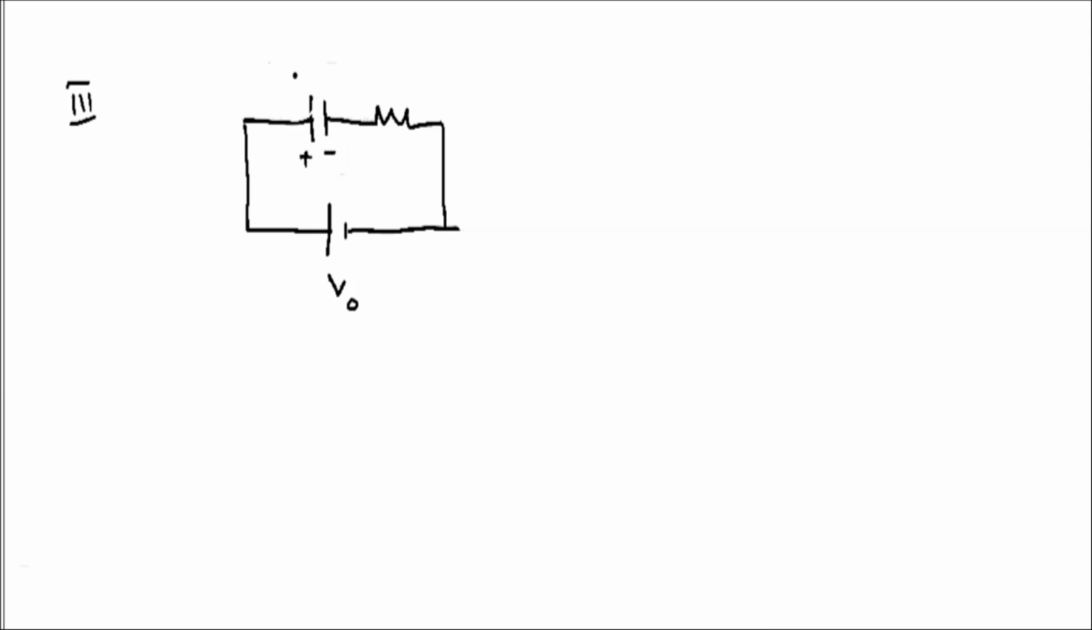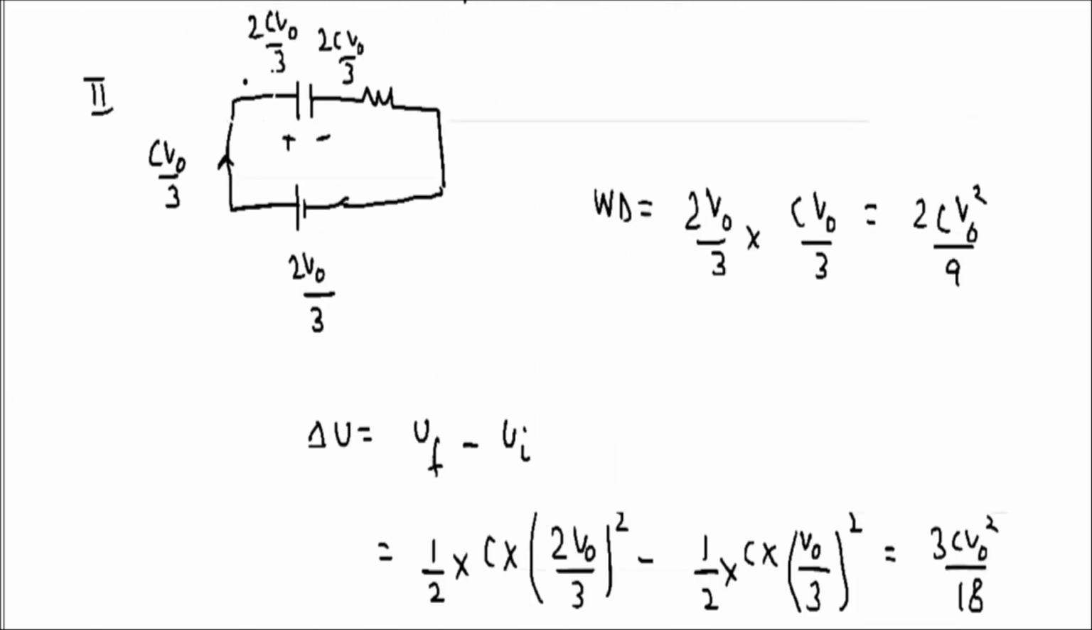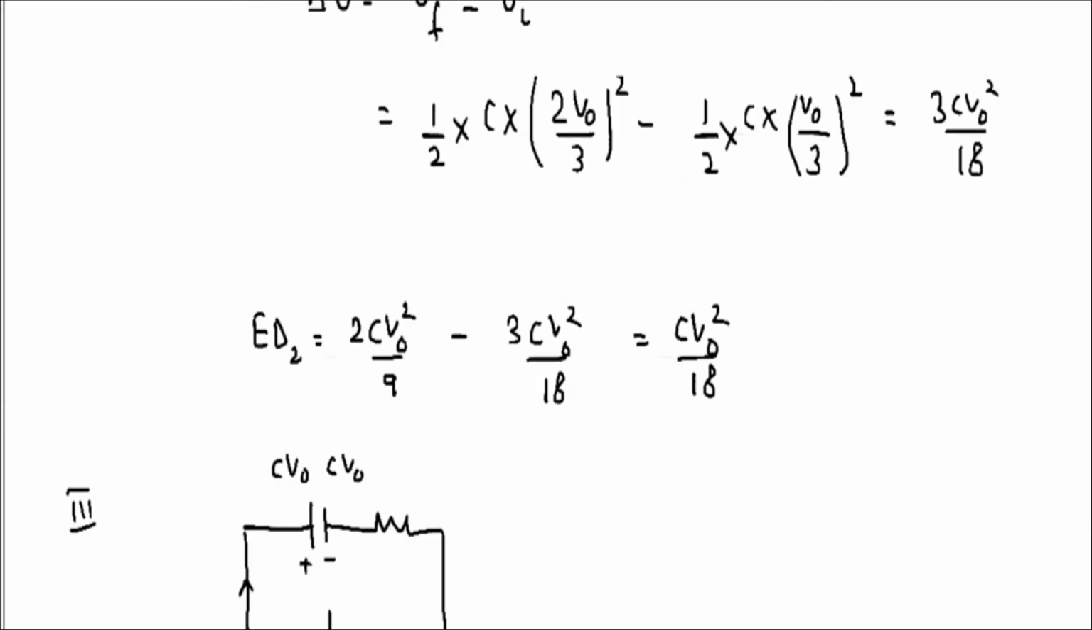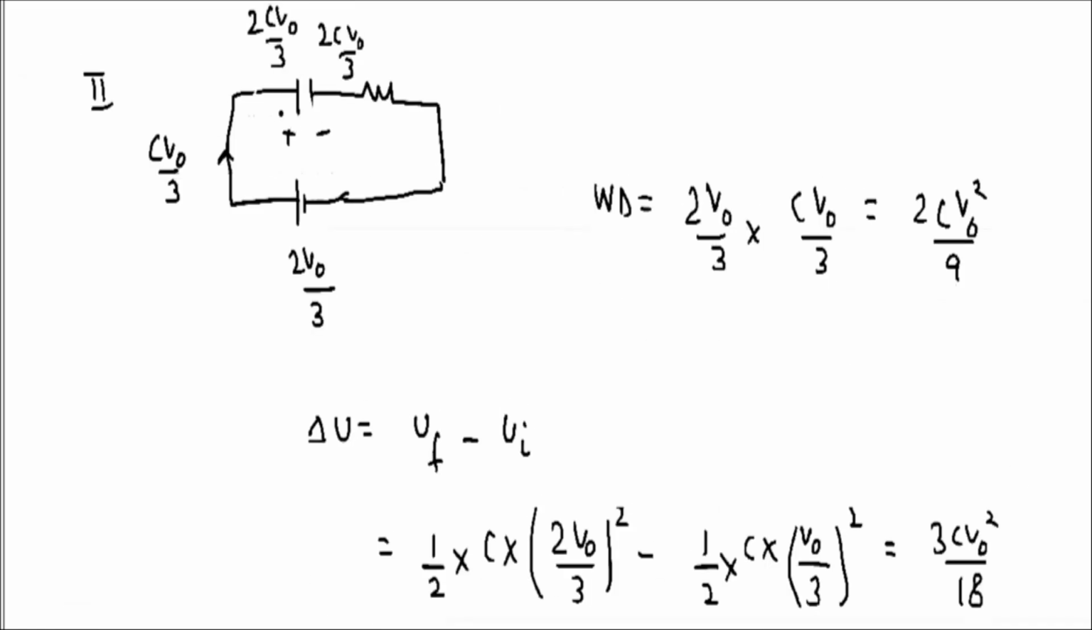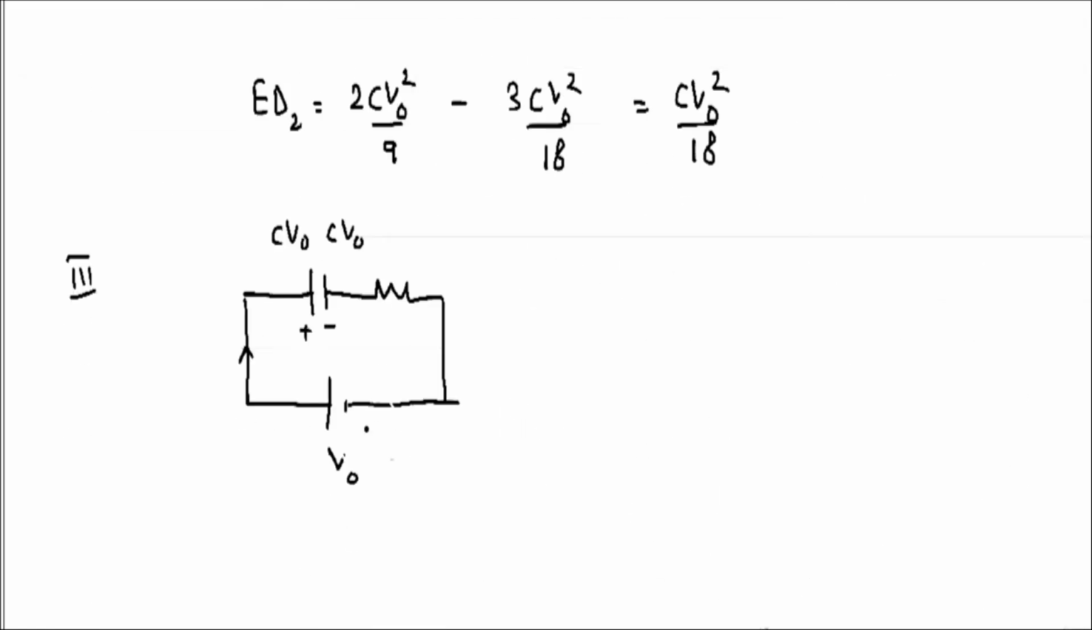After a long time, what would be the charge here? It would be capacitance times the potential, so CV naught. Here it would be CV naught, but here it would be positive, here it would be negative. Now initially what was the charge if we compare with this situation? It was 2CV naught by 3. Now it is equal to CV naught. So what is the difference? CV naught minus 2CV naught by 3. This would be the difference, which is the charge thrown from the battery. If we take the difference, it would turn out to be CV naught by 3.